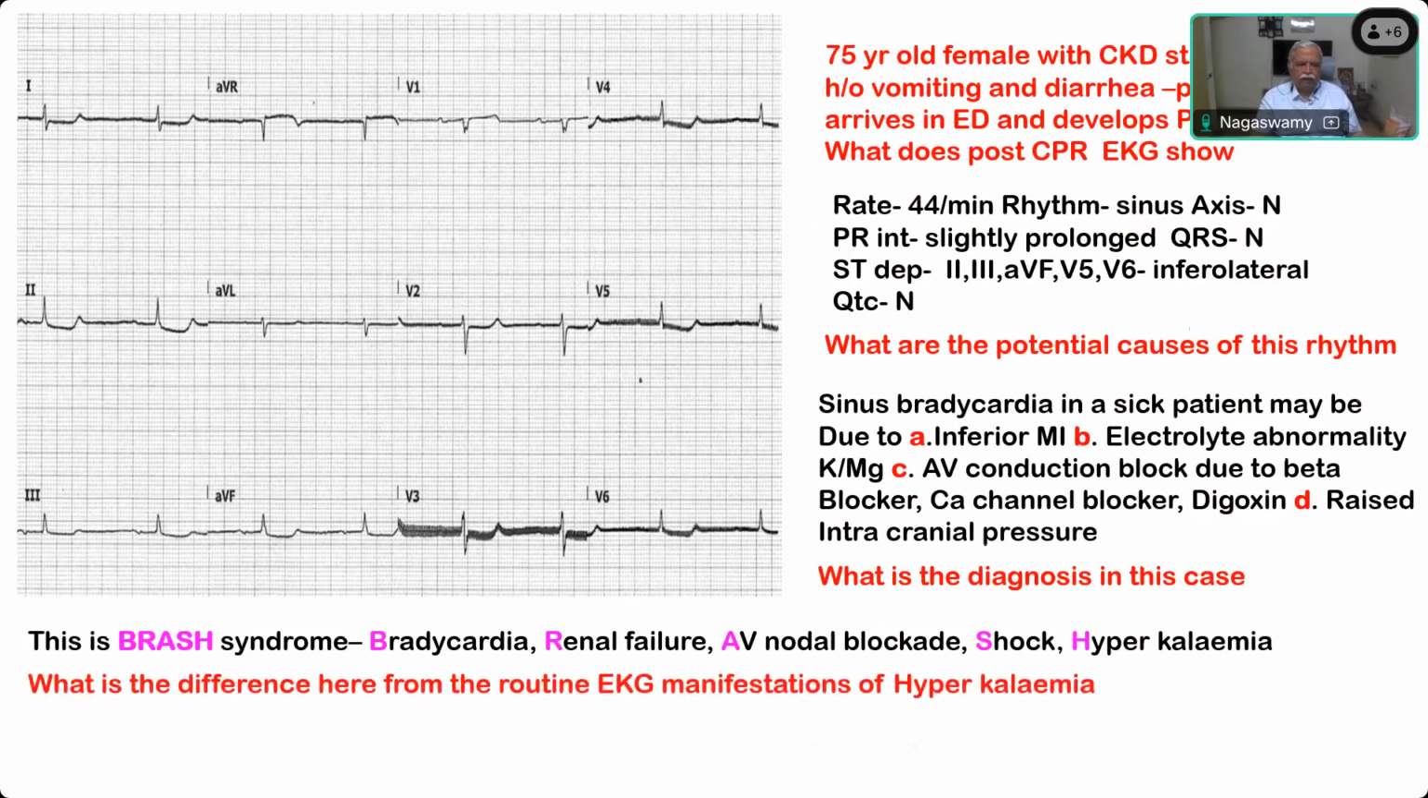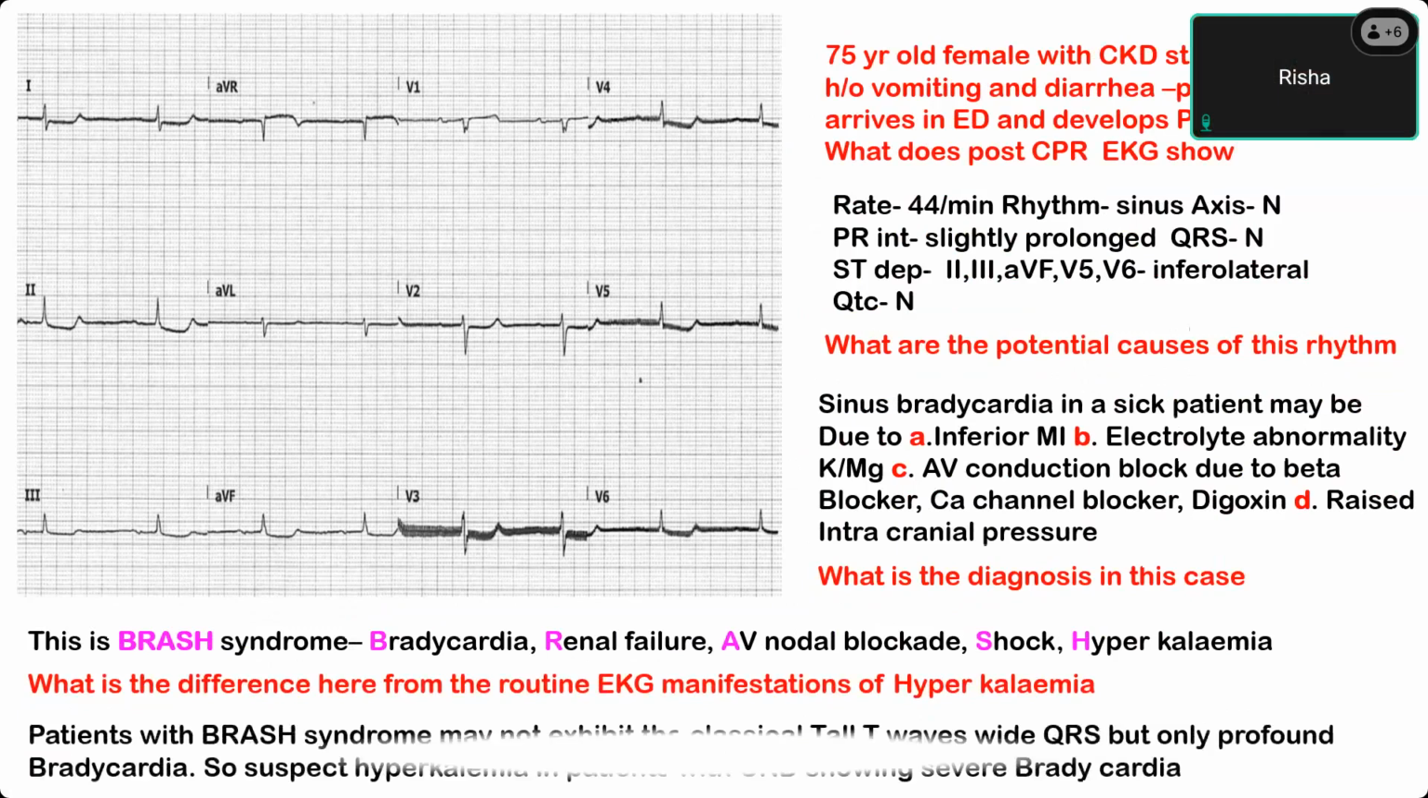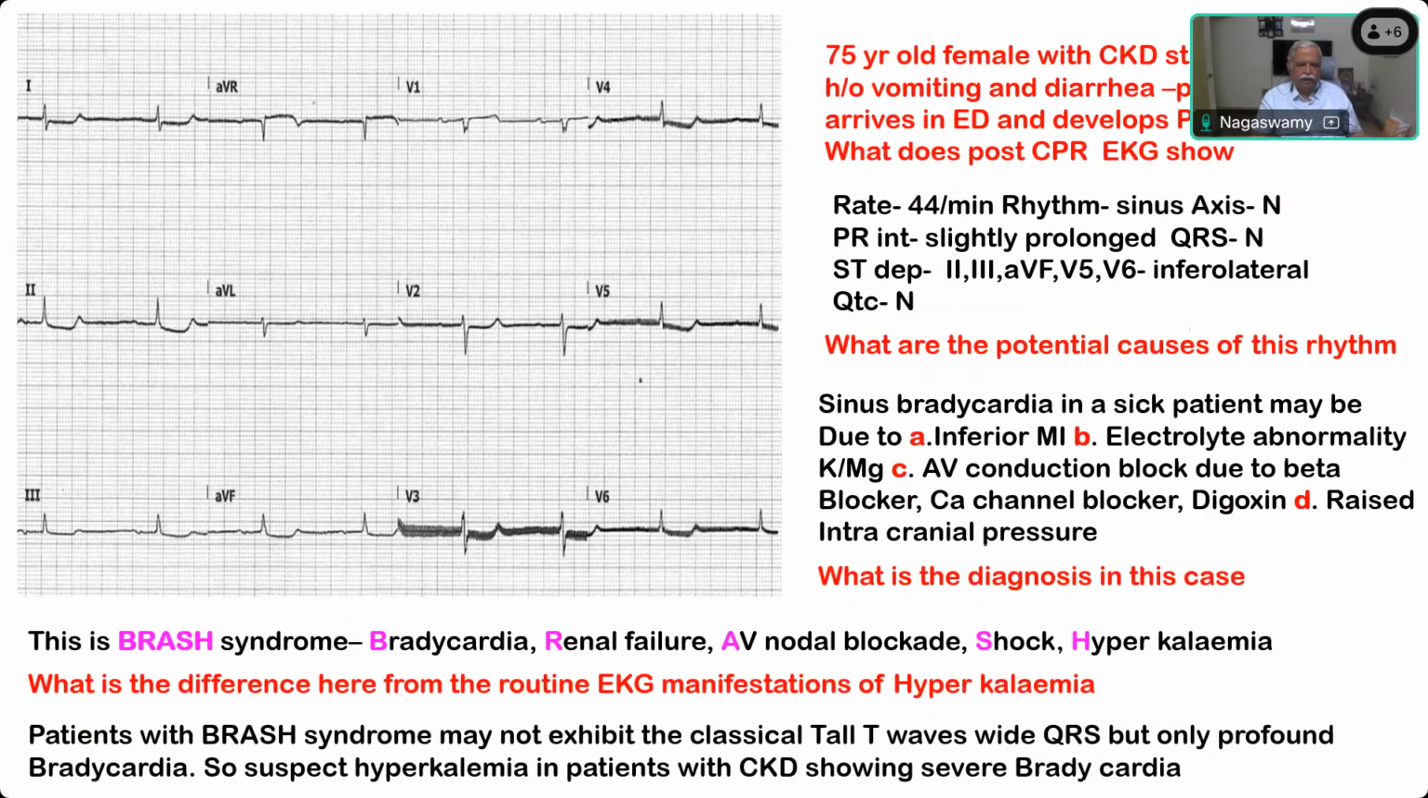So what is the difference here in the EKG, the routine EKG manifestation of hyperkalemia? Tall T waves will be there. Tented T waves are not there. So BRASH syndrome may not exhibit the classical tall T wave or a wide QRS, but only profound bradycardia. So suspect hyperkalemia in patients with CKD. Here in the question, CKD stage 3 is given, so that is the clue. You have to think of this from the question and the case history that is given.